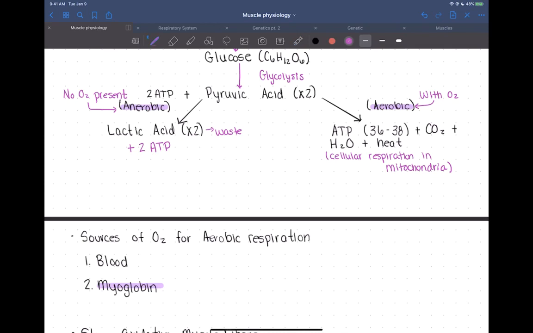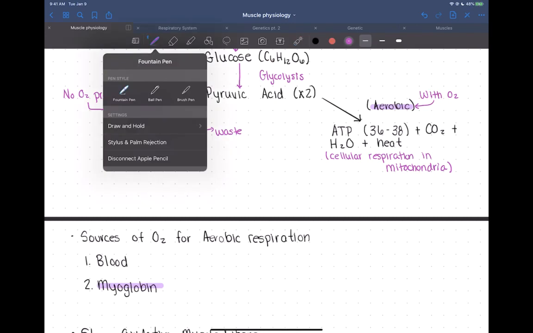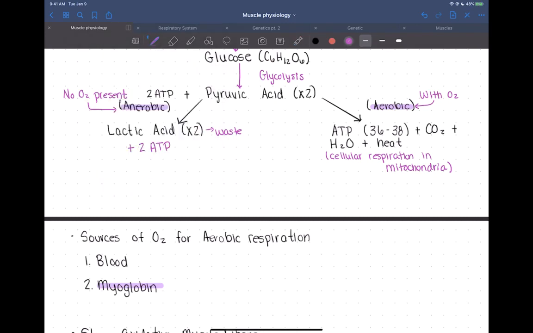One is not necessarily better than the other. It's just that aerobic respiration provides a more long-term source of ATP, versus anaerobic on this side without oxygen, which provides less but is much faster. So it's a faster source, but it doesn't last as long. And the deciding factor between which way you go is if oxygen is present. So where can that oxygen come from?